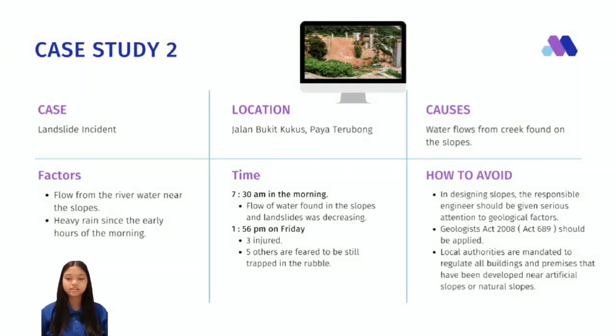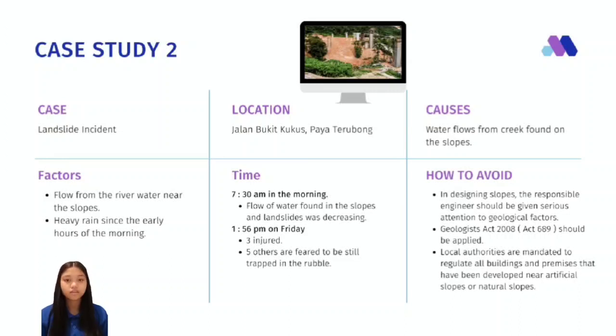Case study 2. For case study 2, I would like to talk about a landslide incident. The location is Jalan Bukit Kukus, Paya Terubong. The cause is water flowing from a creek found on the slopes. Factors: first, flow from the river water near the slopes. Secondly, heavy rain in the early hours of the morning. Third, at 7:30 a.m., flow of water was found in the slopes and the landslide was decreasing. And at 1:56 p.m. on Friday, 4 immigrant workers were dead, 3 injured, and 5 others feared to be still trapped in the rubble.